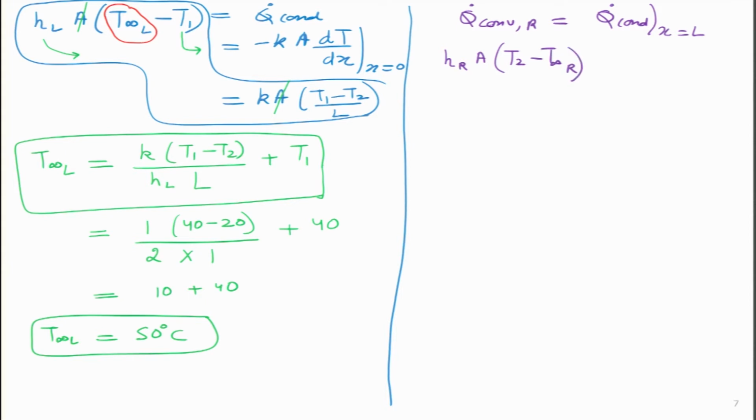So, this is the convection term, and what is the conduction term? In fact, that is the same as this conduction term, because we are assuming the steady state right now. So, it just turns out to be K A (T1 minus T2) divided by L.